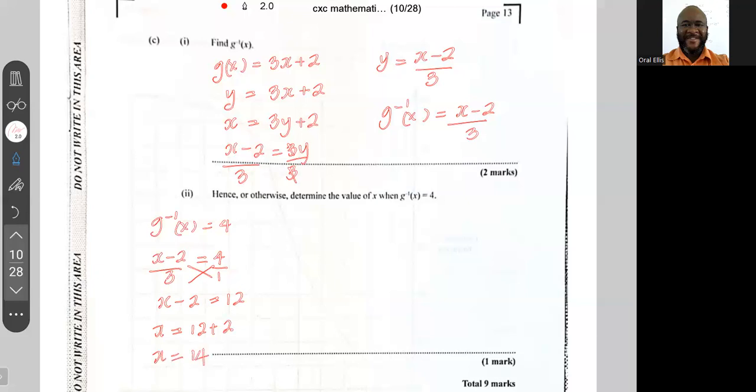So I'm thinking that that is the end. Determine the value of x when g inverse of x is equal to 4. So when g inverse of x is equal to 4, x is equal to 14. All right, so that's the end. If I wanted to, I could do the otherwise. No, let's just work with the hence. All right, so that's it for this question.